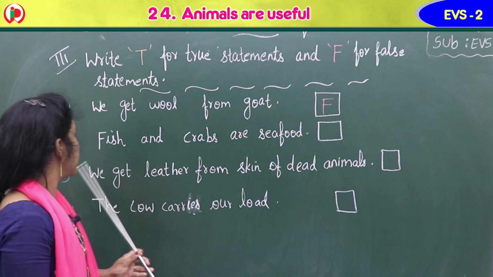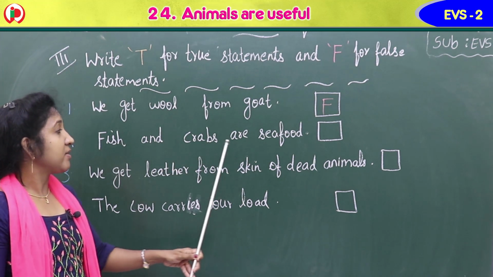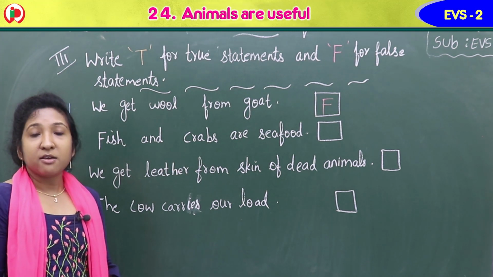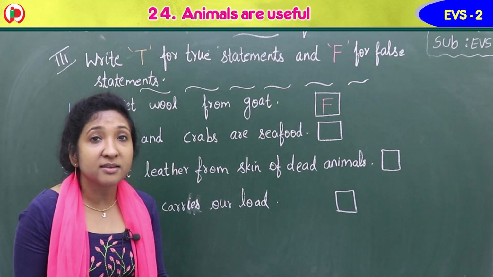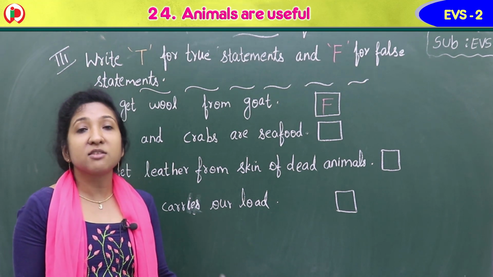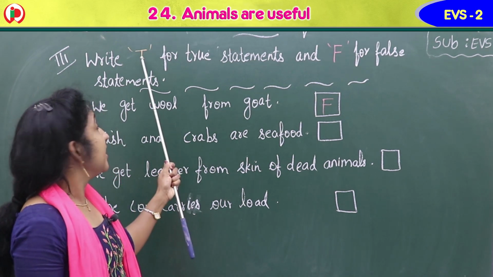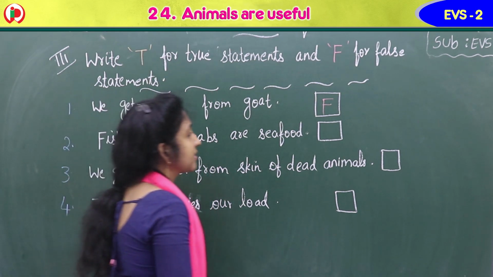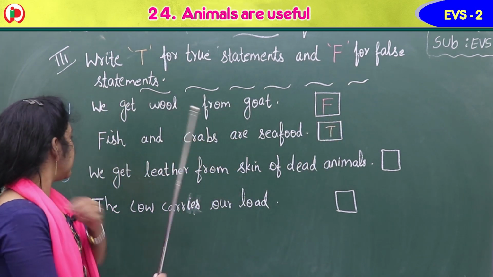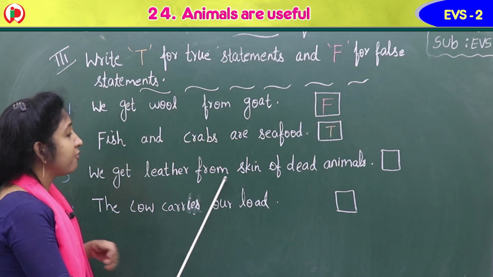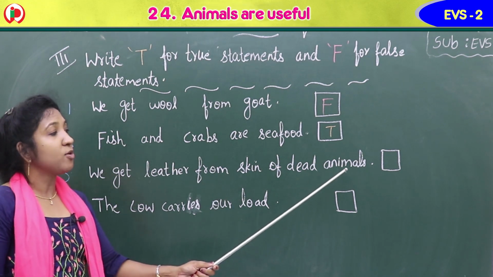It is false. So you can write F. Second, fish and crabs are seafood. Fish and crab, they are seafood. The statement is correct. It is true. So you can write T in the square box. Now, third statement, we get leather from skin of dead animals.